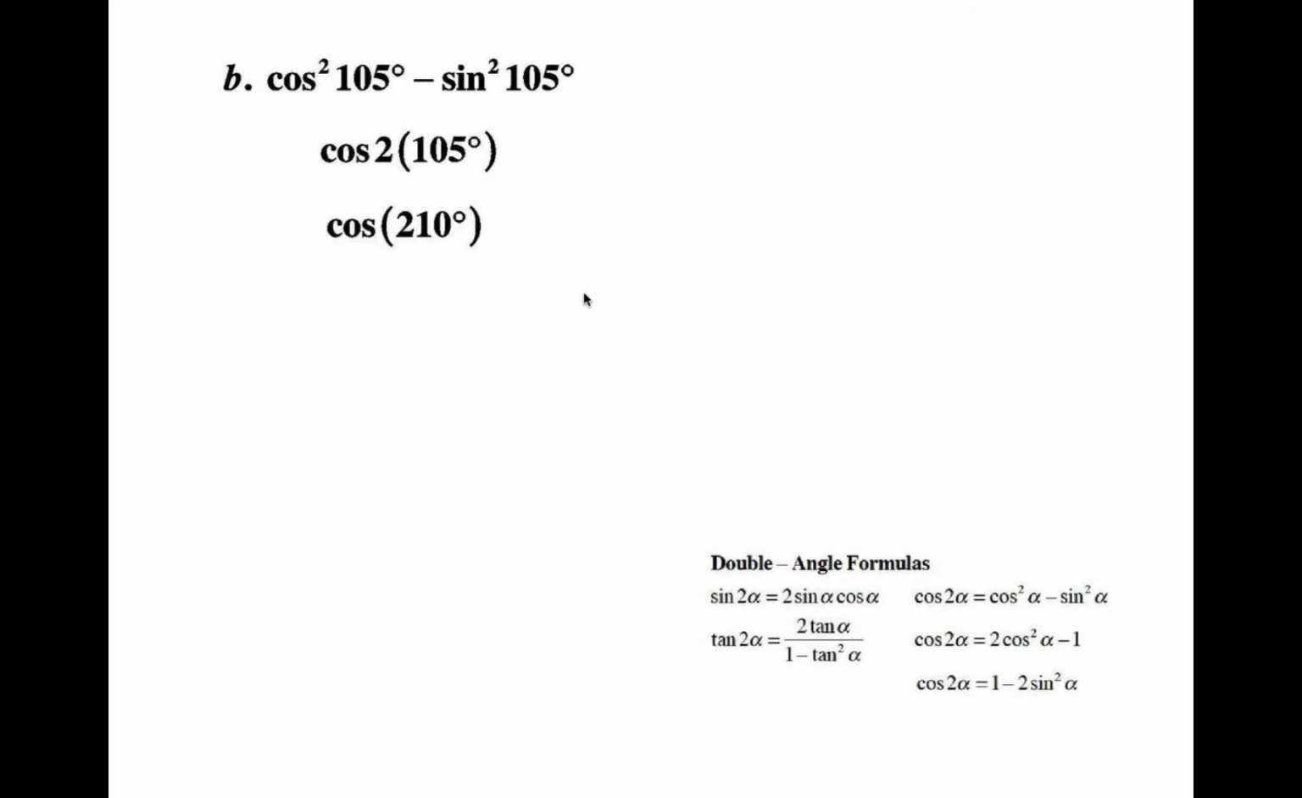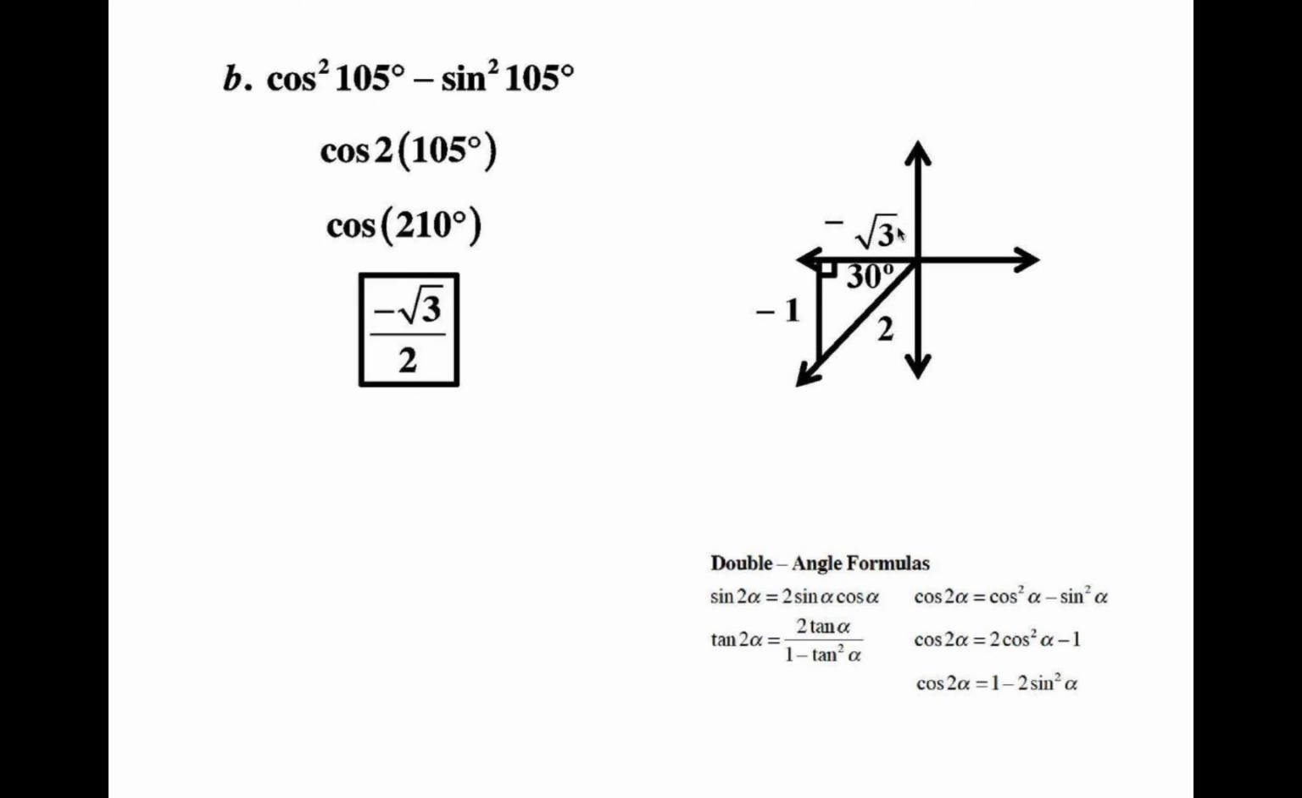210. So drawing a picture, you've got 90, 180. Going a little bit past 180 by 30 degrees. It's 30 degrees more than 180. Opposite the 30 is 1, adjacent's root 3, hypotenuse is 2, left is negative, down is negative. What is the cosine ratio? All right, cosine is CAH, A over H, so it's negative root 3 over 2.